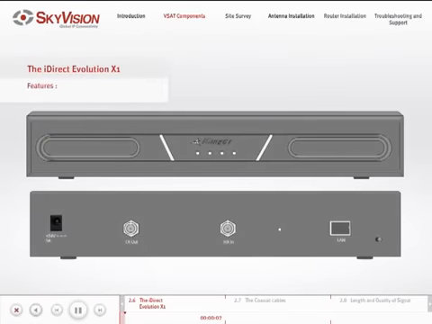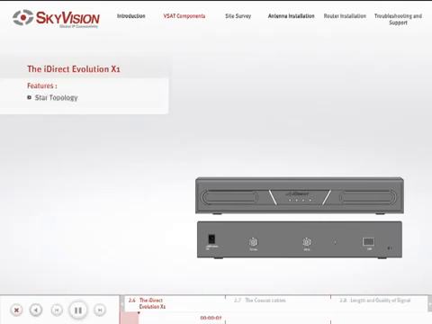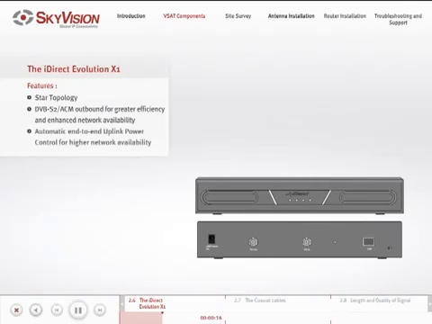The iDirect-x1 satellite router has several important features. Star topology, DVB-S2 ACM outbound for greater efficiency and enhanced network availability. Automatic end-to-end uplink power control for higher network availability. Built-in TCP and HTTP acceleration. Advanced QoS and traffic prioritization.